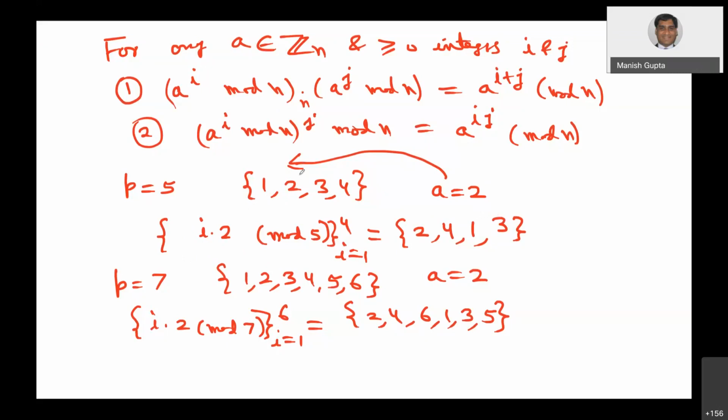And then 2 into 2 is 4. Right? 2 into 3 is 6. Modulo 5, it is 1. Right? And 2 into 4 is 8. Modulo 5, it is 3.